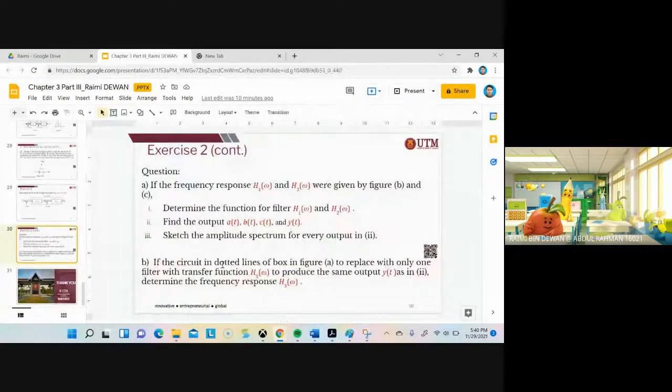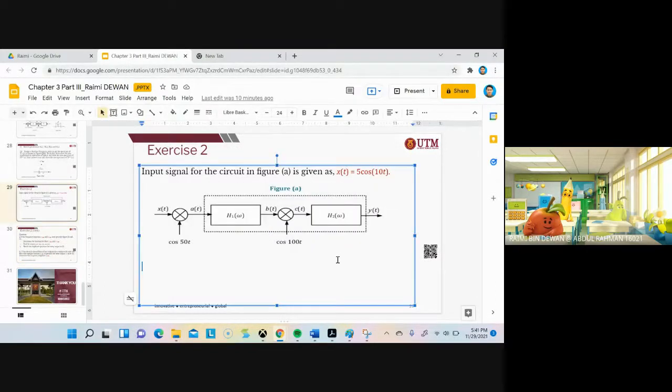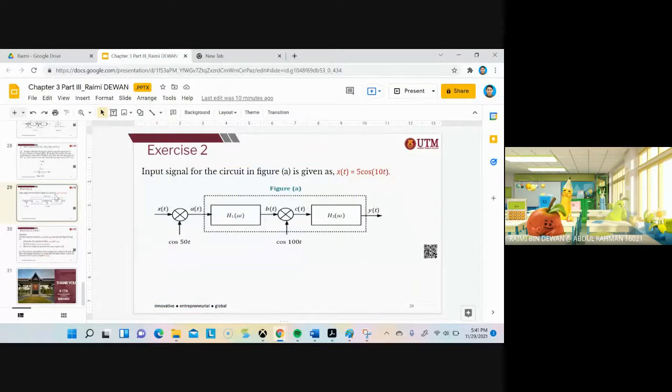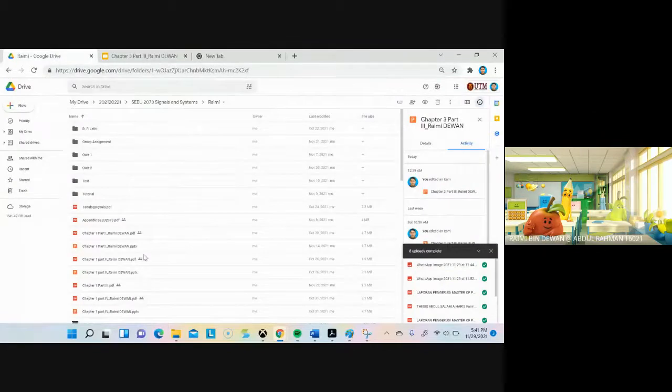And then if the circuit in dotted lines of both is figure, to replace with only one filter with transfer function H3 omega. So this one nothing you guys can do because you didn't have the complete figure. Sorry for that. And then chapter 1 part 1.